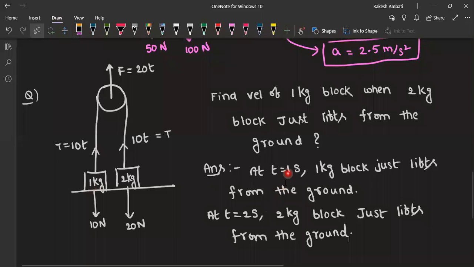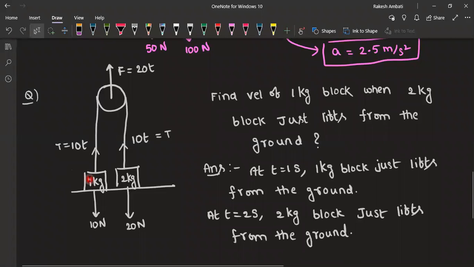But in this time interval, 1 second to 2 seconds, we are finding the velocity of the 1 kg block at 2 seconds. At t equal to 1 second, the 1 kg block is lifted up. But in this interval, is the velocity uniform or non-uniform? Non-uniform, because the tension force is variable, dependent on time. So in this case, we have to follow the integration process.